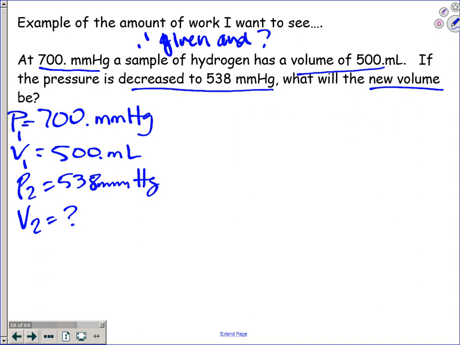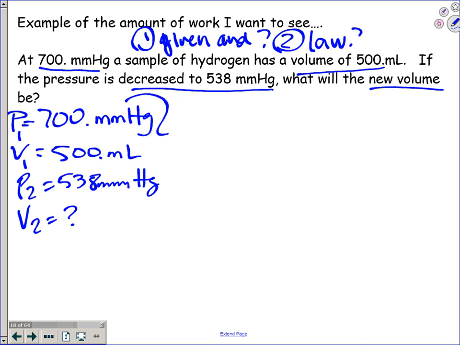So once you do this, the law that we learned about should smack you in the face. Whose law is this? How do you know? P1V1 equals P2V2. There's no T's, there's no N's given. This has to be Boyle's law. So step 2 is decide on the gas law to use.